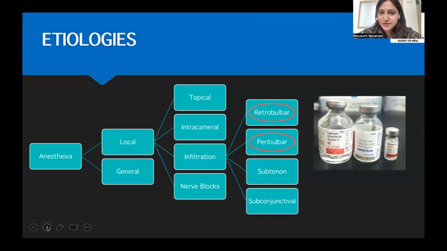Anesthesia used in ocular surgeries can be either local anesthesia or general anesthesia. Under local anesthesia, it can be topical, intracameral, infiltration, or nerve blocks. Today, we'll be focusing on retrobulbar and peribulbar blocks and the occasional complications associated with them.